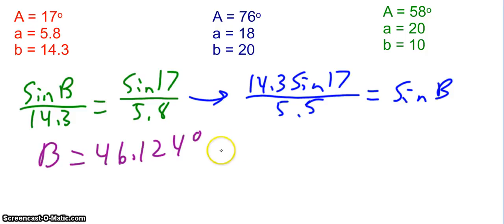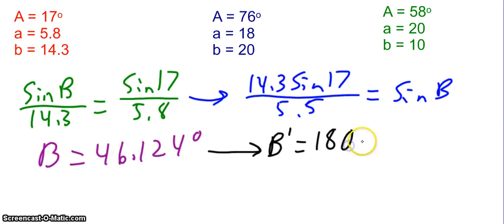Spoiler alert, there are going to be two solutions for this. To start the second solution, I'm going to find what I call B prime. So it's the other angle B. B prime is always going to be the supplement of the first angle you found. So 180 minus 46.124.